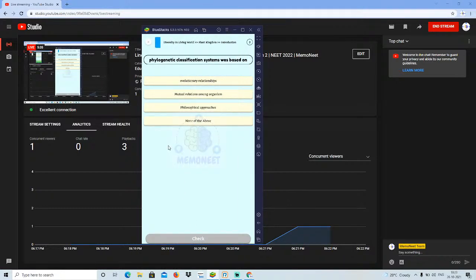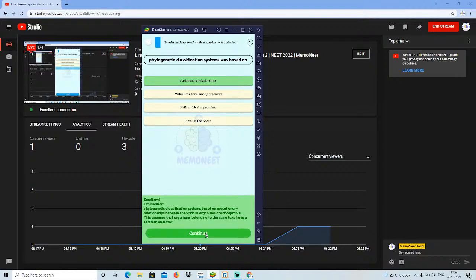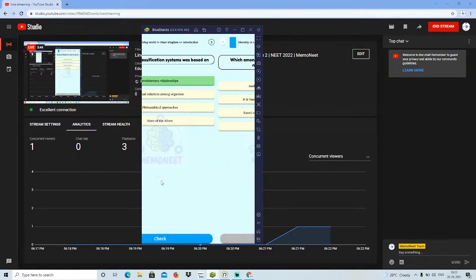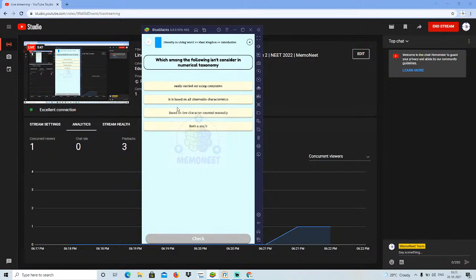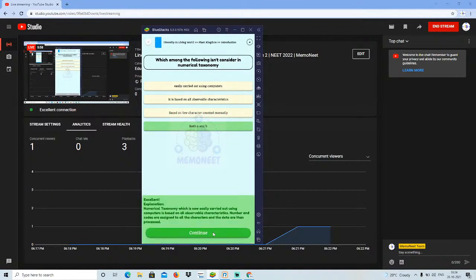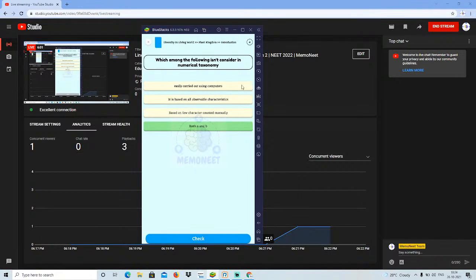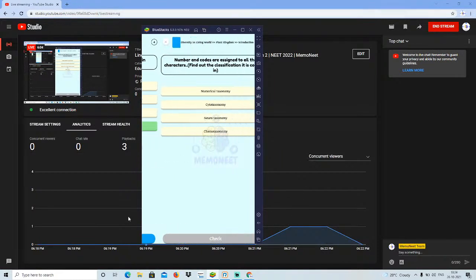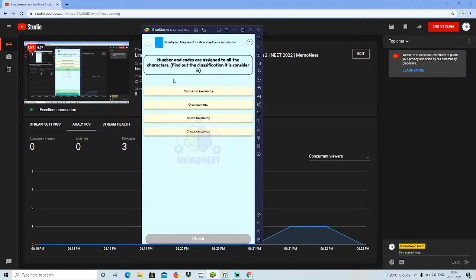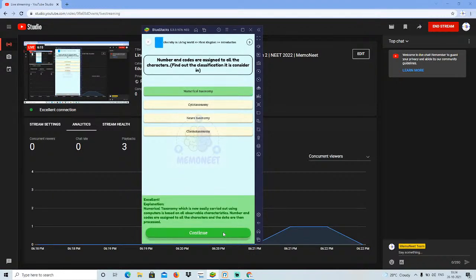Phylogenetic classification systems were based on evolutionary relationships. Yes, this is the line. Which among the following isn't considered a numerical taxonomy? This question we just moved from temporary memory to short-term memory. I think it's both. Yes, I think there's a grammatical error here. It is considered a numerical taxonomy. Numbers and codes are assigned to the characters. Find out the classification it is considered. Numbers and codes are assigned only in numerical taxonomy.